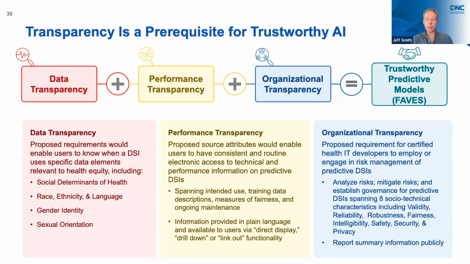And then last but not least, on the organizational transparency, we're looking to understand how well do organizations who develop predictive algorithms manage risks related to those predictive algorithms? We know that the NIST AI Risk Management Framework came out just a few months ago. And we've modeled a lot of our requirements based on what that NIST document outlines, and I think it is a really important foundation for what we're requiring there. Okay, next slide, please.